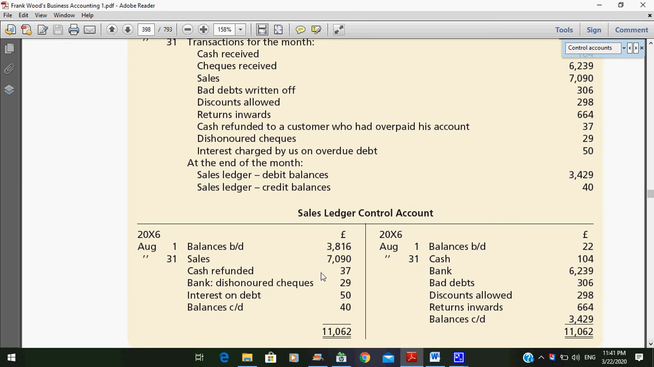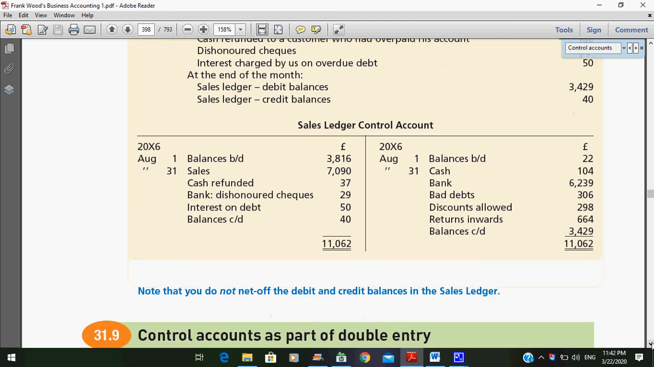Now, before you put in the 3,429, what you should actually do is add up everything first and check to see if the 3,429 is correct, to make sure that everything that you have done is correct. So add up this side, I get 11,062. Add up this side and minus this side from this side. I get 3,429. And that's it for your sales ledger control account. Note that you do not net off the debit and credit balances in the sales ledger.